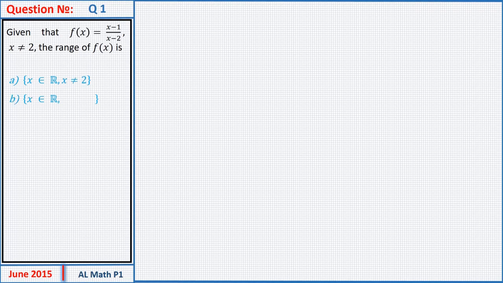Okay, question 1. Question 1 says, given that f of x is equal to (x minus 1) over (x minus 2) with x not equal to 2, then the range of f of x is. So in this question, they're asking us to calculate the range of f of x. They've given us the different answers.